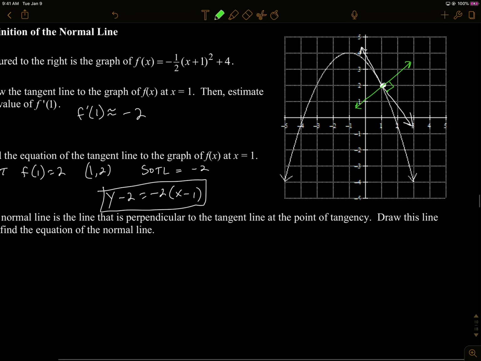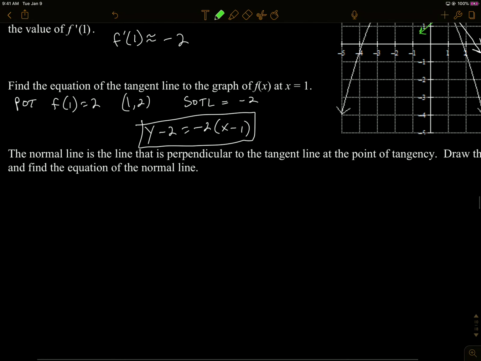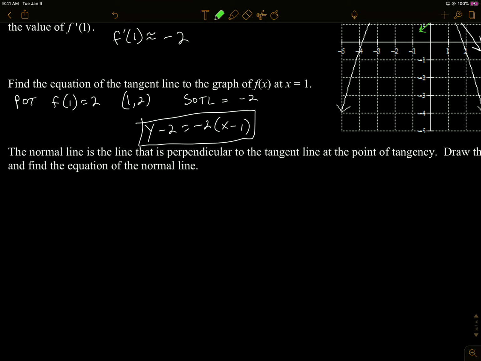It passes through the point of tangency. So it's the line that's perpendicular to our tangent line at the point of tangency. And now they want us to write the equation of the normal line.